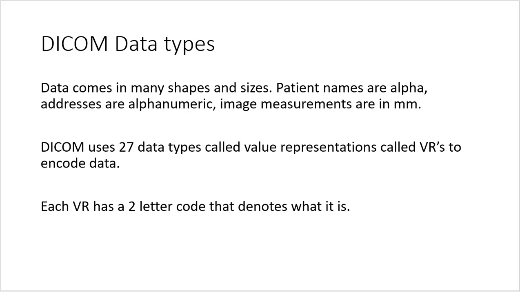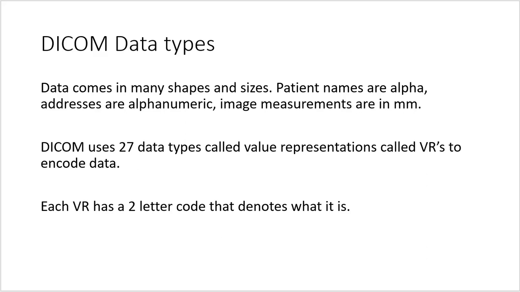Alright, DICOM data types. Data comes in many shapes and sizes. Patient names are alpha, meaning it uses alphabet characters. Right? Names are all in letters. Addresses are alphanumeric. They're a mix of letters and numbers. Image measurements are in millimeters. So we have all these different types of data.